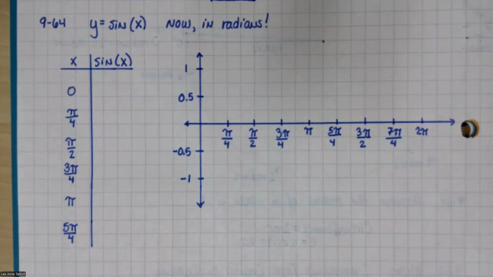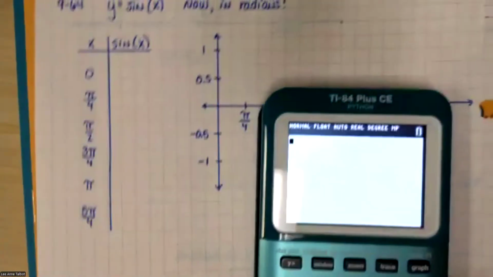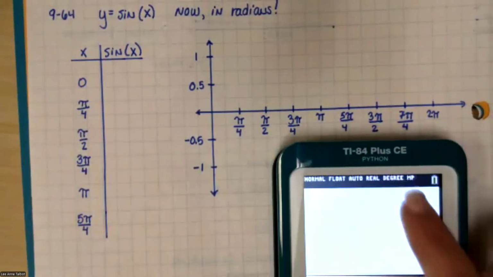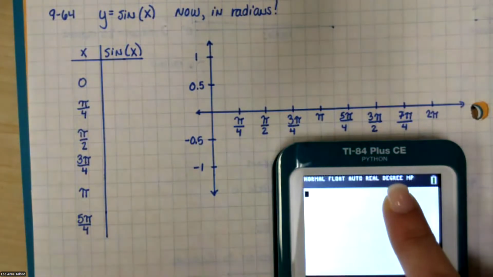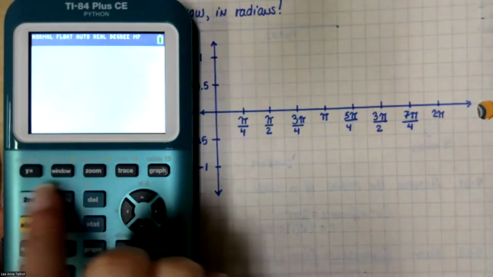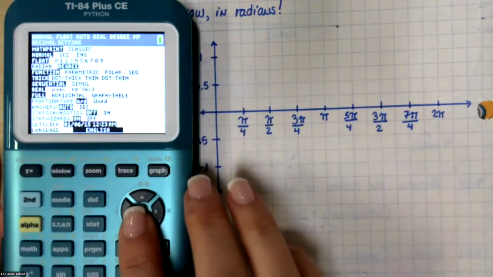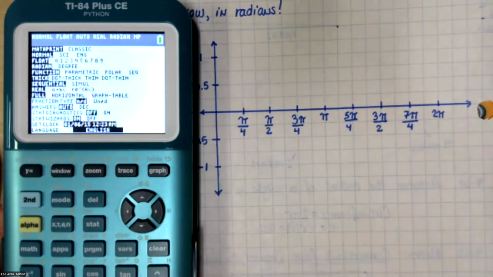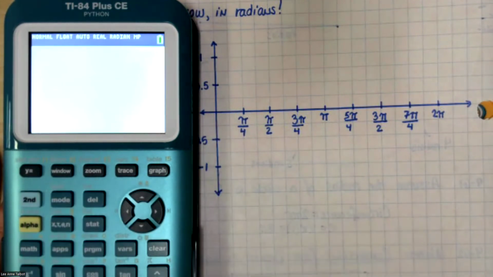Okay. All right. So I want you guys to get your calculator. Mine says degrees right here, which is what I do not want now. I want it to be in radians. So I'm going to hit the mode button, which is right next to the blue one. I'm going to find radian, hit enter. And then I'm going to go second mode, which is quit, which gets me back to here.